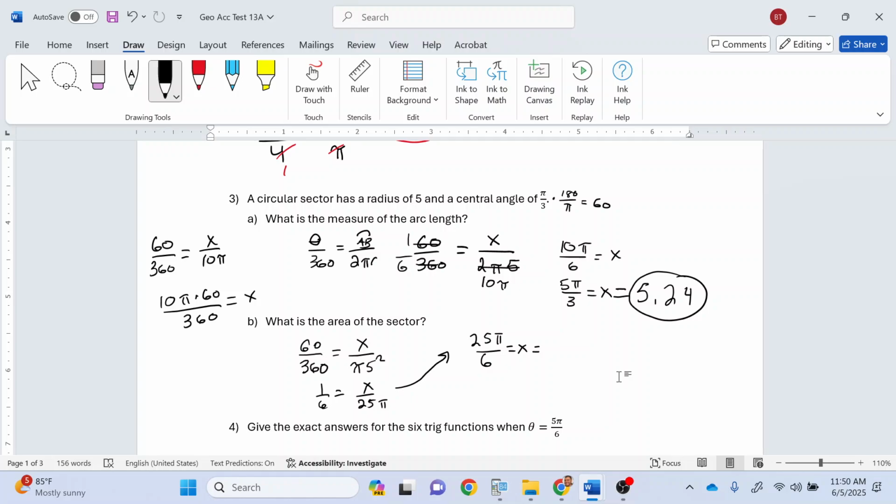I don't think anything's simplified, so I just have to take my calculator and divide them, which is going to be about 13.09. I just used 2 decimal points because usually with pi you go 2 decimal points. There's no real hard rule about that, but it's just what it is.